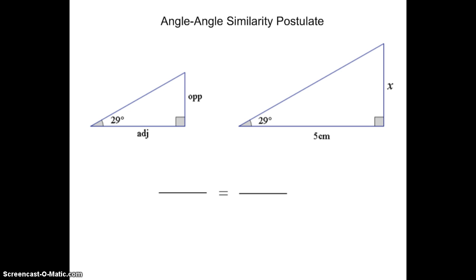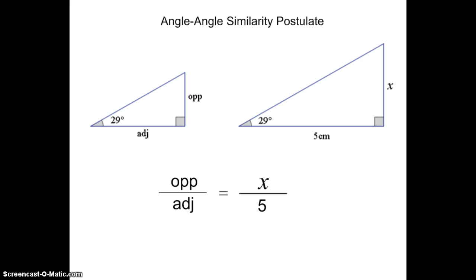So again, we're working with similar triangles, and because the triangles are similar, we know we have proportionality between the side lengths. We can use that proportionality to help us write the following proportion. We know that the opposite side will be to the adjacent side in the triangle to the left, and then we just follow that same pattern in the triangle to the right. So the opposite side is to the adjacent side as x is to 5.